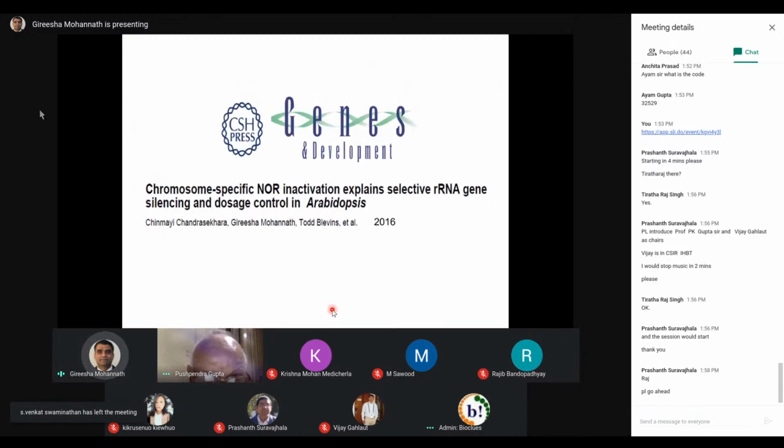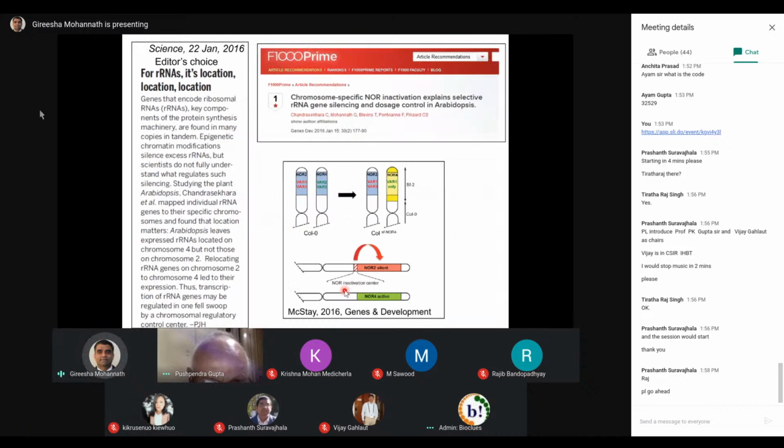Whatever our findings were, we published in this journal, and it got highlighted. Because we proposed a new hypothesis that these ribosomal RNA genes are regulated based on chromosomal location, not based on sequence. But bioinformatic analysis was very useful to identify SNPs, map them and study their expression status.